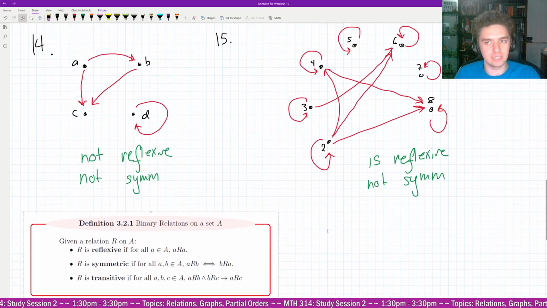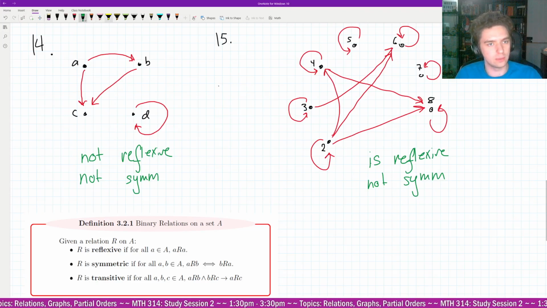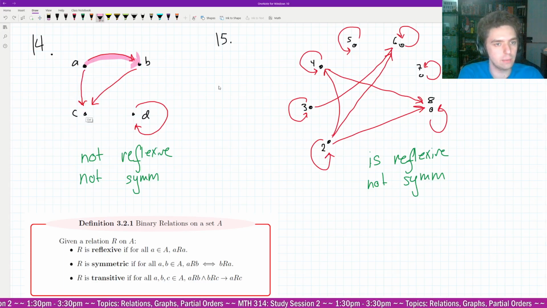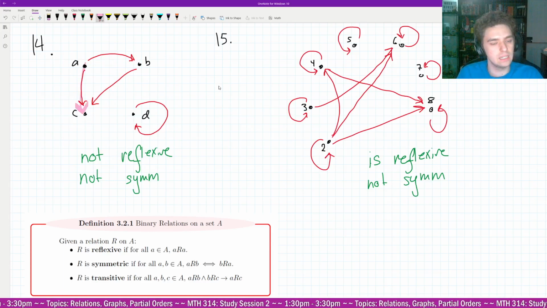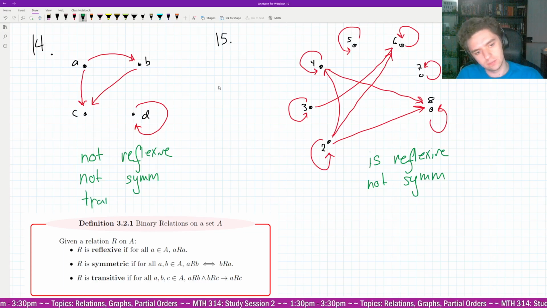What do you think about transitive? 14 is not transitive, but 15 is. Yeah, let's take a look. Transitive would mean that I have some sort of connection. For example, if a is related to b and b is related to c, then a should be related to c, which is true. We have that. Let's see if we can come up with any other things here. If a is related to c, c is related to nothing, so that kind of ends there. The only link we have is this and this. And so I think this one is transitive, unless I'm missing something. d is related to d, right? So this one is transitive.